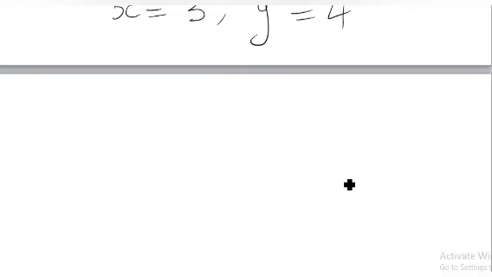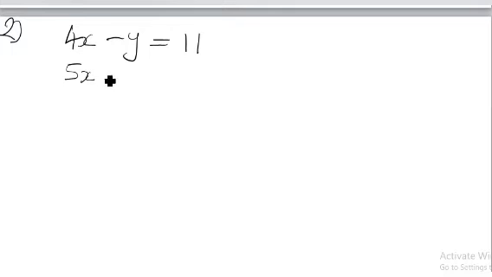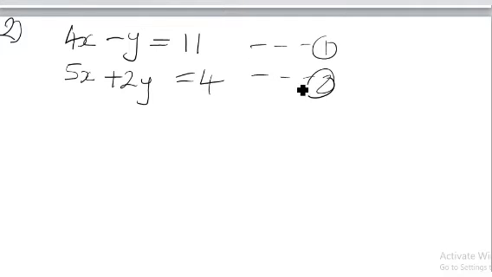So example 2. Let's say we have 4x minus y equal 11, and I have 5x plus 2y equal 4. This is equation 1 and this is equation 2. Solution.